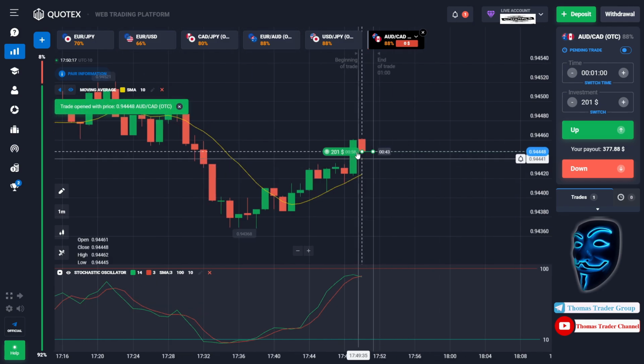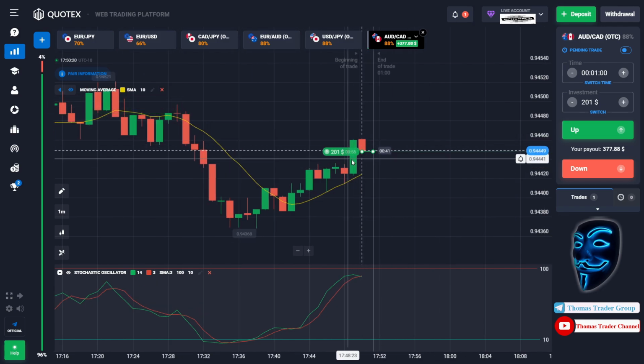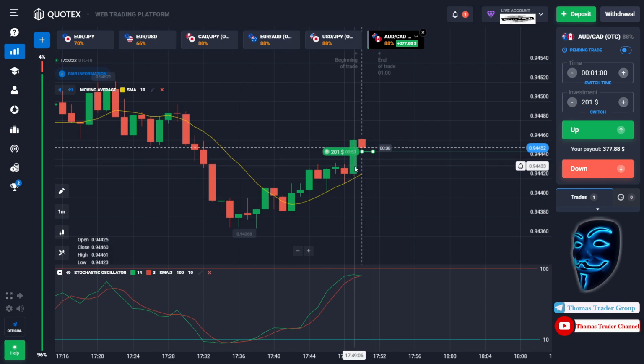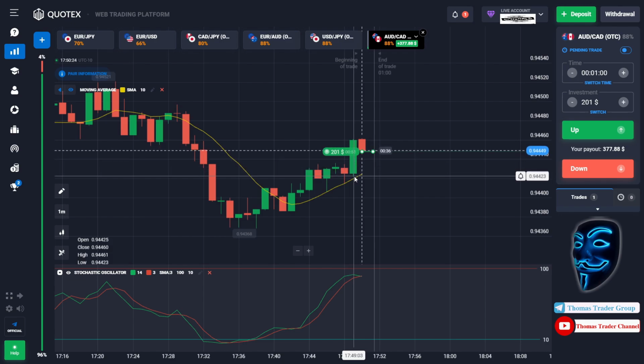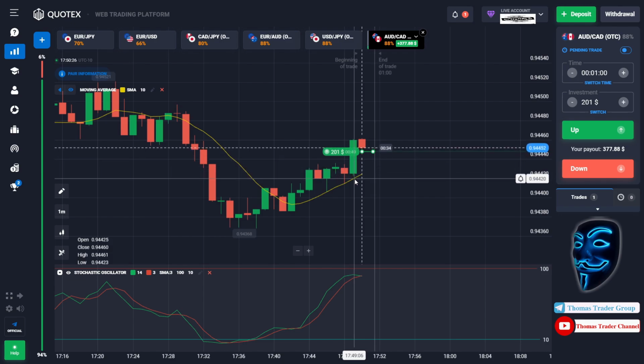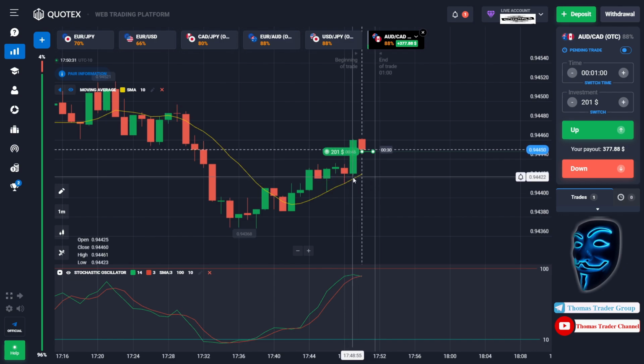As you can see, there is a long bullish Marubozu candle, which means this is a strong bullish trend, and the market has just made a rebound on the moving average line. When the market touches the moving average line, it will make a rebound and continue the bullish trend.